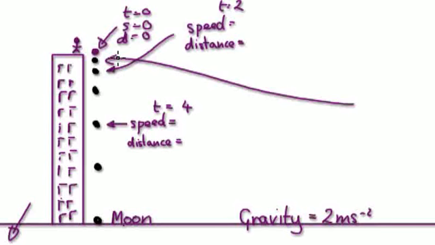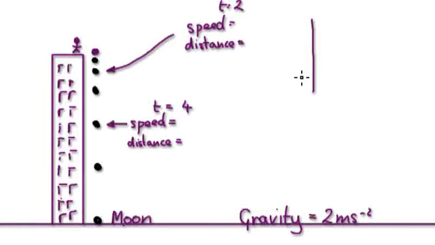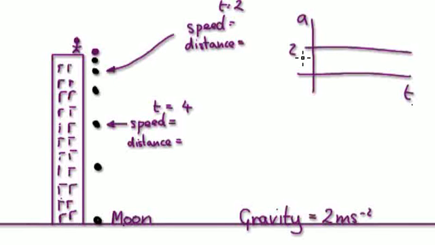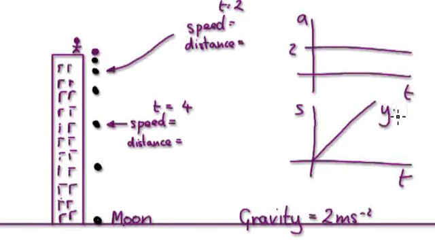For t equals 1, well, actually, I think we will need to quickly sketch our acceleration time graph. So it will look 2 here. So that would be our acceleration time graph. Our speed time graph, it will be a straight line like this.